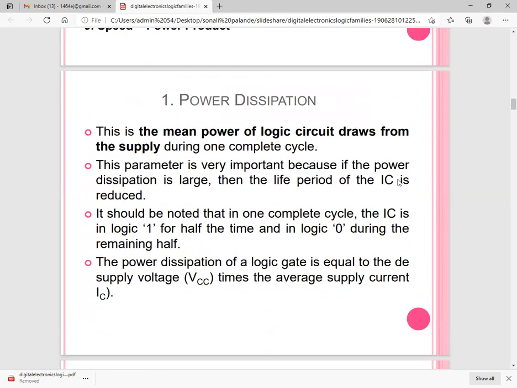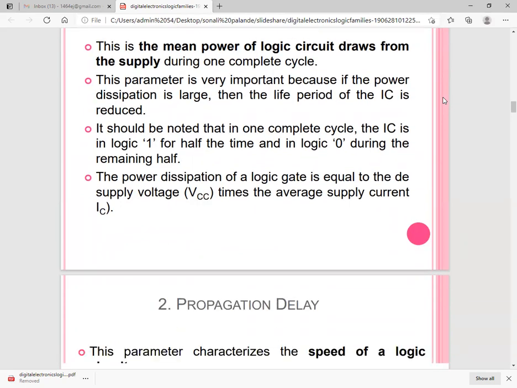So the first specification is power dissipation. This is the mean power a logic circuit draws from the supply during one complete cycle. This parameter is very important because if the power dissipation is large, then the life of the IC is reduced. It should be noted that in one complete cycle, the IC is in logic 1 for half the time and in logic 0 during the remaining half. The power dissipation of a logic gate is equal to the supply voltage, that is VCC, times the average supply current, that is ICC.